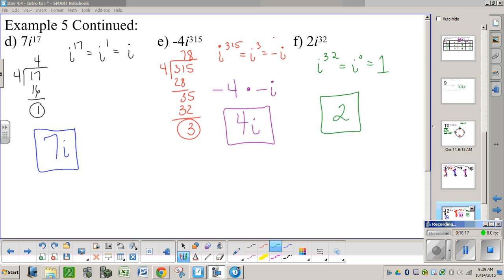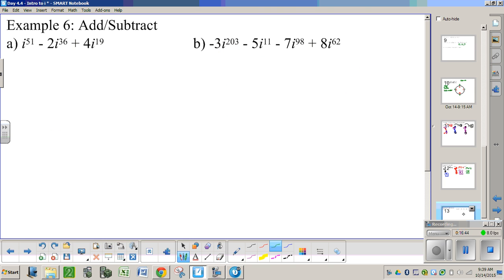Okay, how'd you do? Notice I simplified i to the 315th, and that really just simplified down to negative i. But then I had to multiply negative 4 times a negative i, which resulted in a positive answer for me. I recognized that for i to the 32nd, that 32 was just a multiple of 4, so I knew that I wasn't going to have any remainder, and that was just going to simplify to 1. 2 times 1 is 2. All right, let's take a look at another question here.